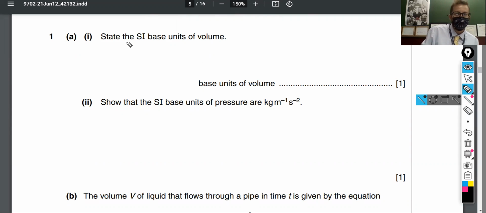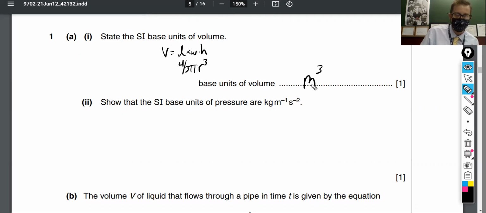We talked about the base units of volume having to be meters cubed. You could think about volume as length times width times height. You could think about the volume of a sphere, 4/3 pi r cubed. You could think about the volume of anything, but you're always going to get cubic meters when you work through what units measure, for example, the radius, or the length, the width, and the height for a rectangular prism, or whatever it is.